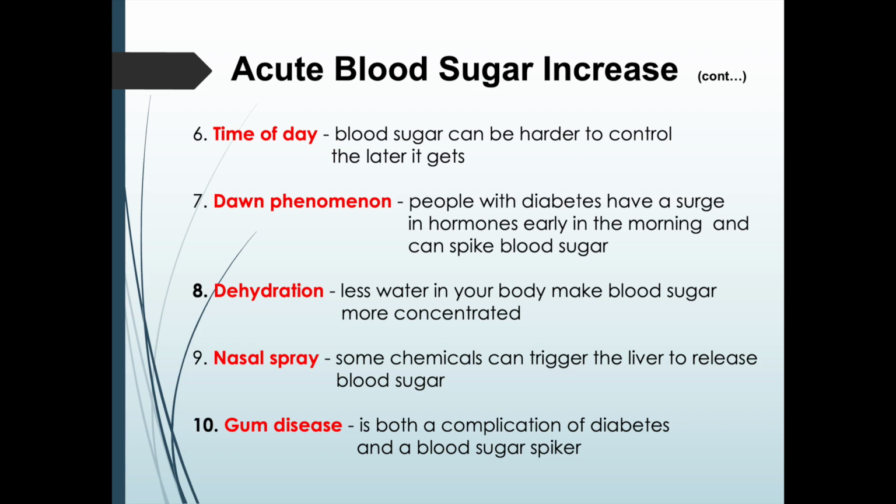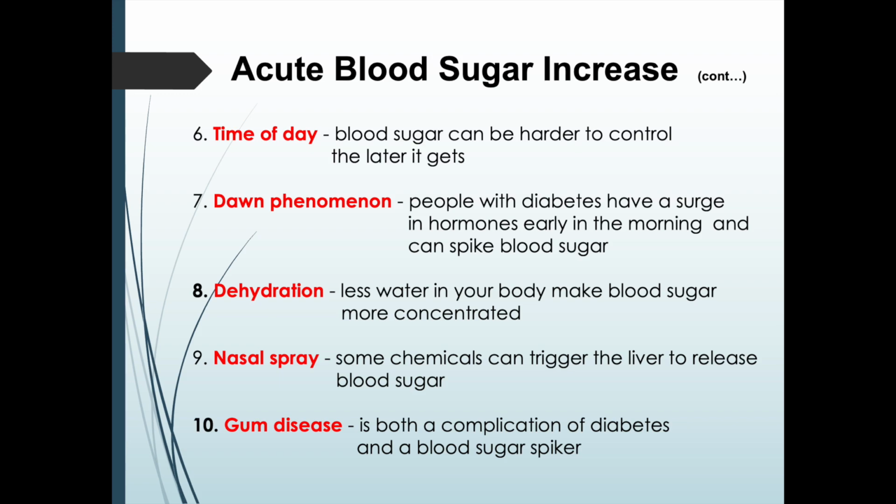Nasal spray, some antihistamines, some allergic medications, people spray a nasal spray. Again, it depends on the person. Not everybody gets that effect. Gum disease is another important part, where it can complicate the diabetes and increase the blood sugar. So these are acute effects of increasing blood sugar.